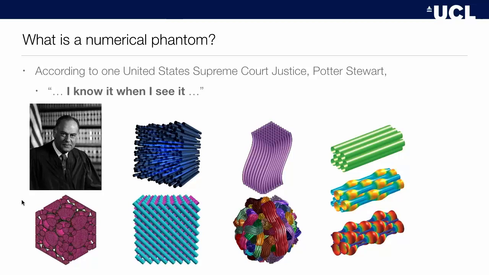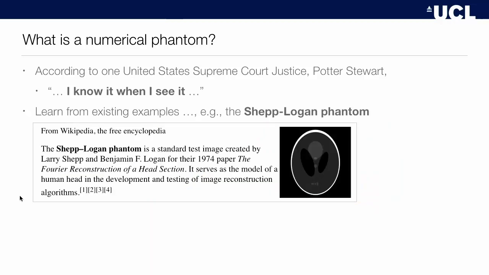But being a scientist, I'd like to give it some definition. So I find inspiration from things I do know. The Shepp-Logan phantom is a very well-known phantom in imaging, especially in CT. How do they define that? From Wikipedia: the Shepp-Logan phantom is a standard test image created by Larry Shepp and Benjamin Logan. The keyword is standard test image. Would that be a very good definition for the phantom we're interested in?